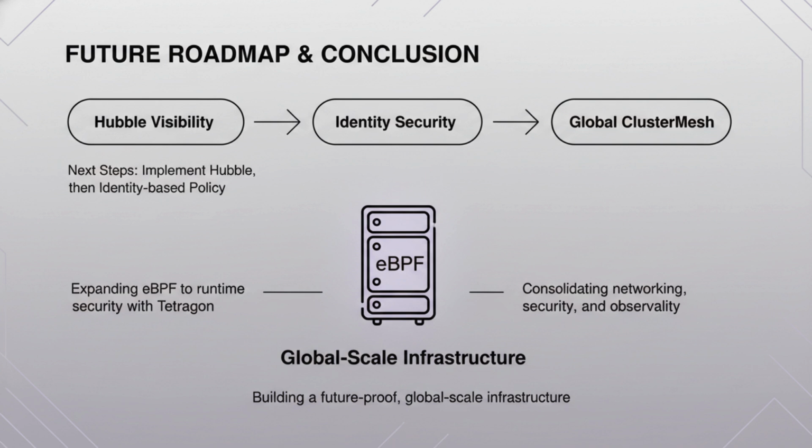We're seeing eBPF being used for more than just networking. It's moving into runtime security with Tetragon and even storage. For your architecture, the move to Cilium is not just about performance. It's about building a foundation that can adapt to the complexities of modern cloud-native environments. Start by implementing Hubble for visibility, then gradually migrate your security policies to an identity-based model. By embracing these patterns today, you are ensuring your infrastructure can scale to meet the global demands of tomorrow.